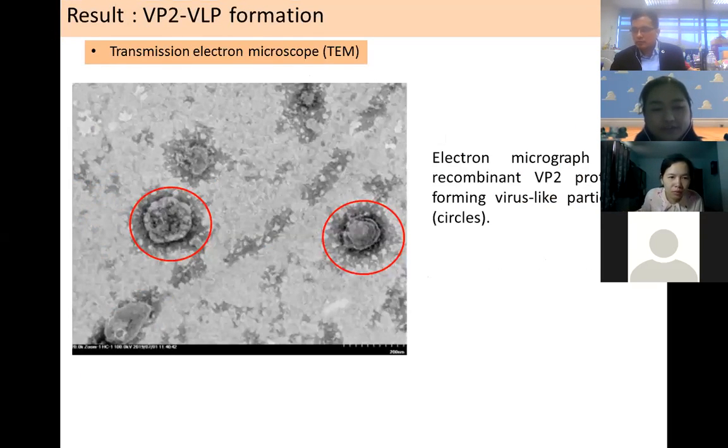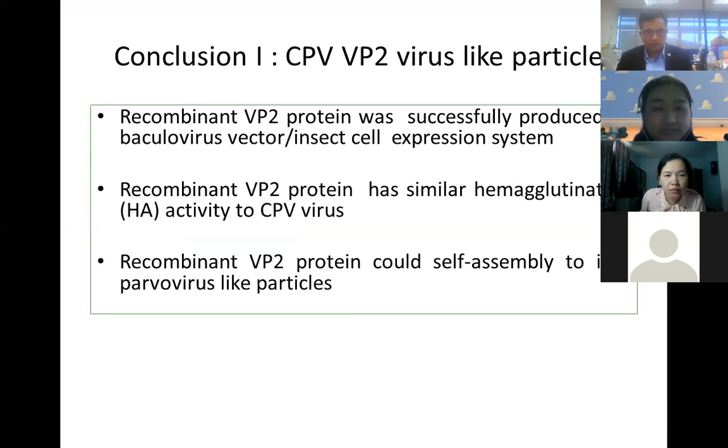Together with this, to see the formation of virus-like particles, we visualize them under a transmission electron microscope. The electron micrograph shows that the virus-like particles of VP2 have a size of around 50 nanometers.